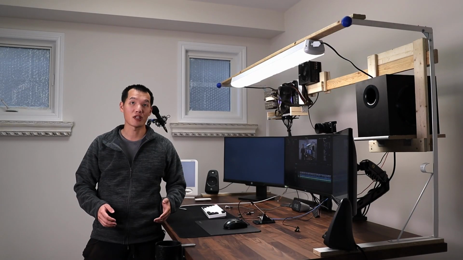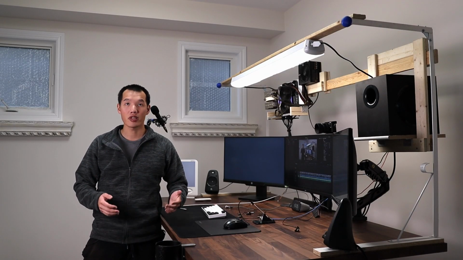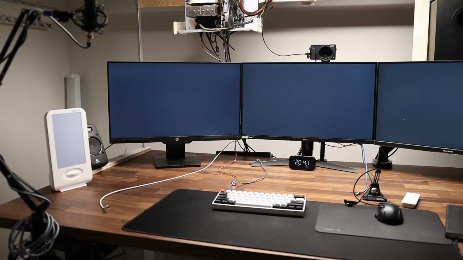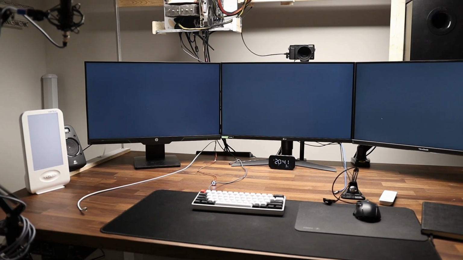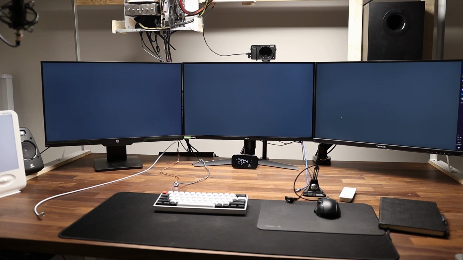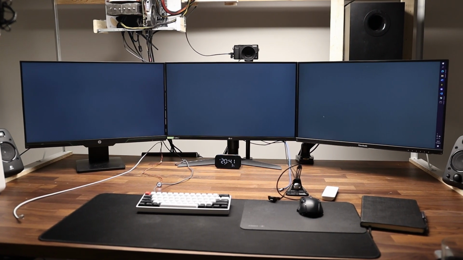This entire build took me 3 days from start to finish, with a total material cost of about $40 Canadian. Overall, is it worth it? Absolutely. This upgrade has reclaimed a lot of my desk area and has also made the setup well lit. It's a creative take on the typical desk setup, and I think you'll like it.